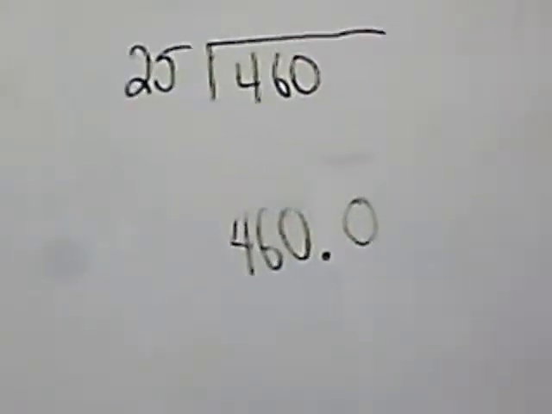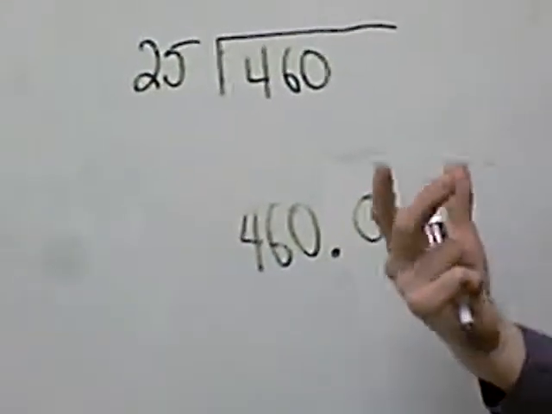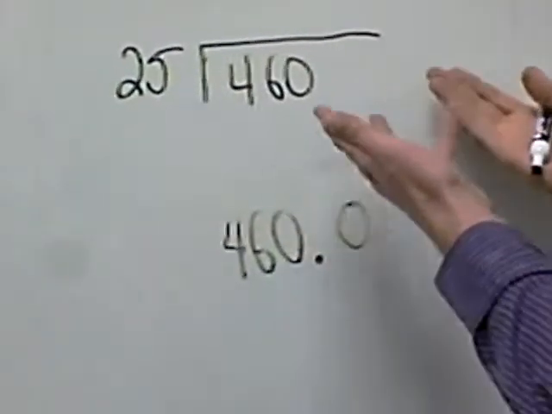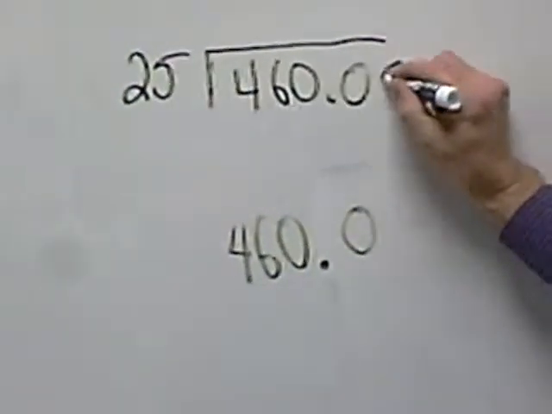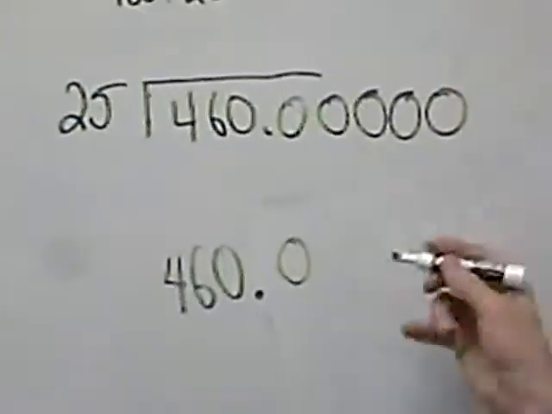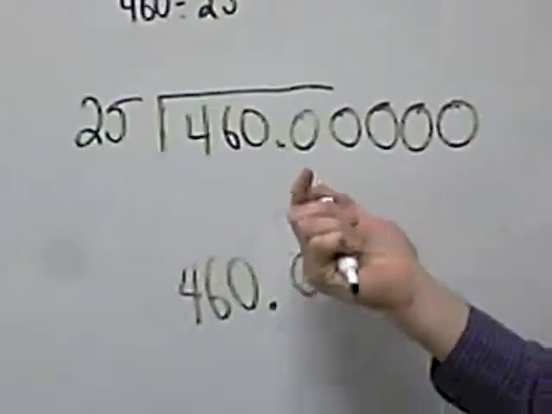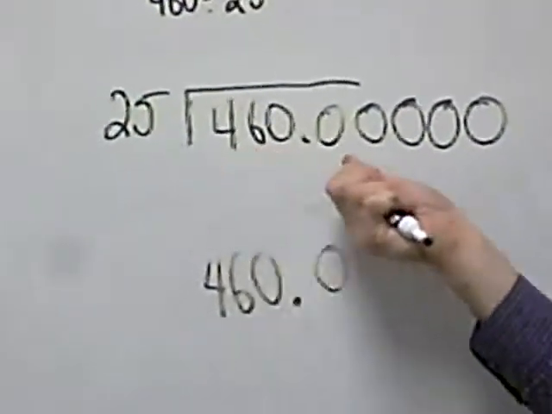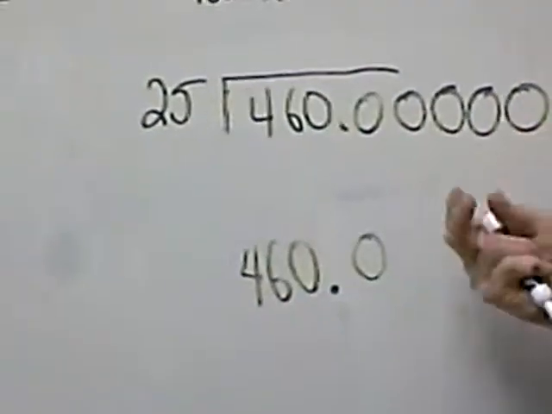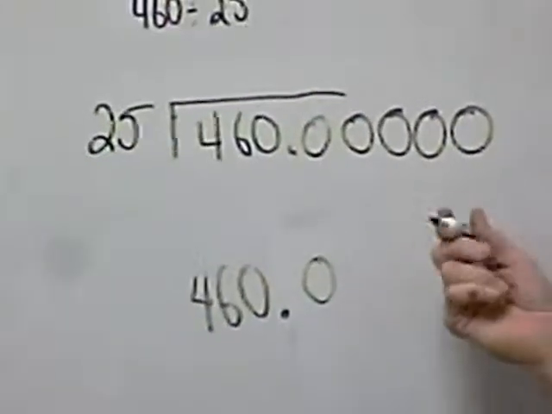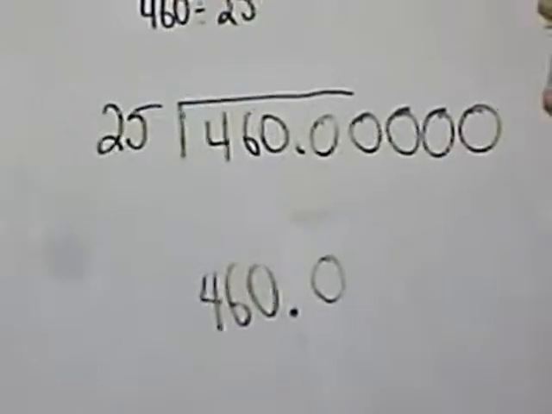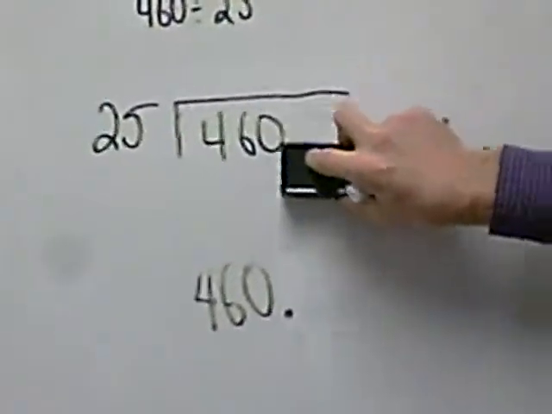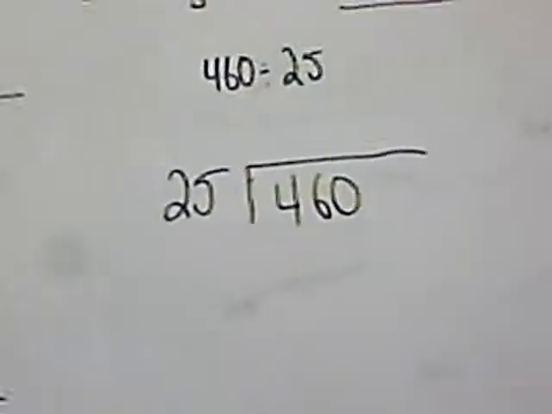One of the rules that you need to remember when trying to get rid of your remainder is you can add as many zeros as you want after the decimal point, at the end of the number, and it won't change the value. Okay, so let's solve this and see why we would need to add a 0 to begin with.